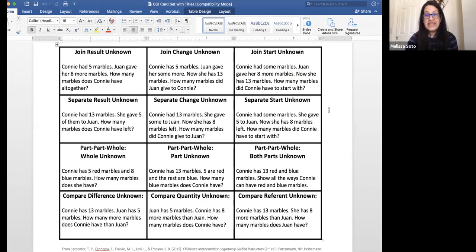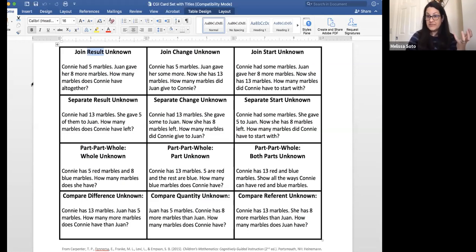And so when we name story problems, for the top part of the story problem chart, we name it by the action. So is it a join or is it a separate problem? And then we name it based on where the unknown is. So for example, Connie had 5 marbles, Juan gave her 8 more. How many marbles does Connie have altogether?